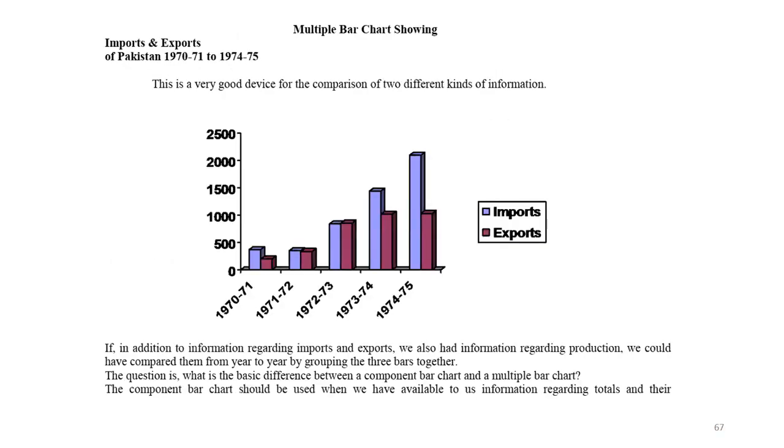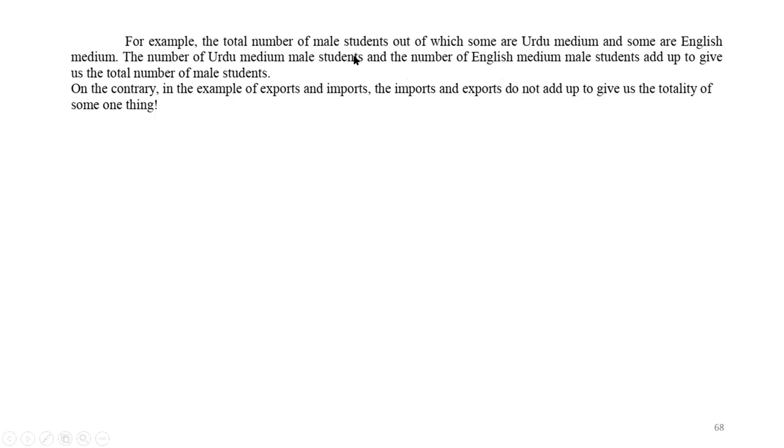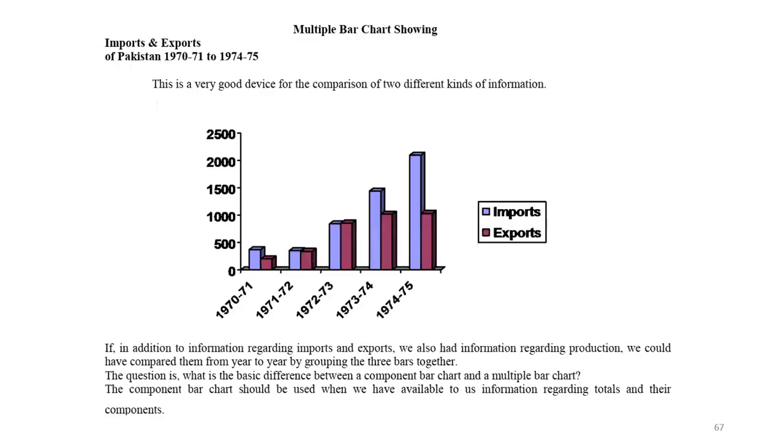Once again, I will repeat: for example, the total number of male students, out of which some are Urdu and some are English. The number of Urdu medium students and the number of English medium students add up to give us the total number of male students. If you take Urdu medium and English medium who are male and add them, you will get the total students. On the other hand, in the example of exports and imports, the import and export do not add up to give us the totality of something. This is the difference between component bar chart and multiple bar chart.